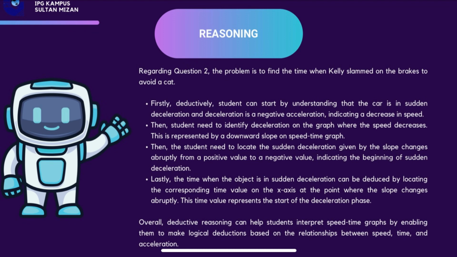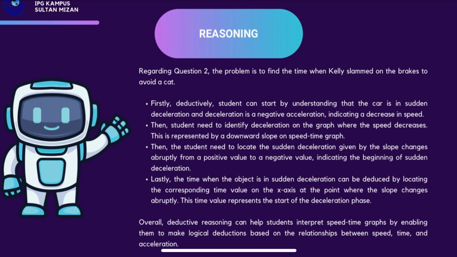Then, the students need to locate the sudden deceleration, given by the slope changing abruptly from a positive value to a negative value, indicating the beginning of sudden deceleration. Lastly, the time when the object is in sudden deceleration can be deduced by locating the corresponding time value on the x-axis at the point where the slope changes abruptly. This time value represents the start of the deceleration phase.